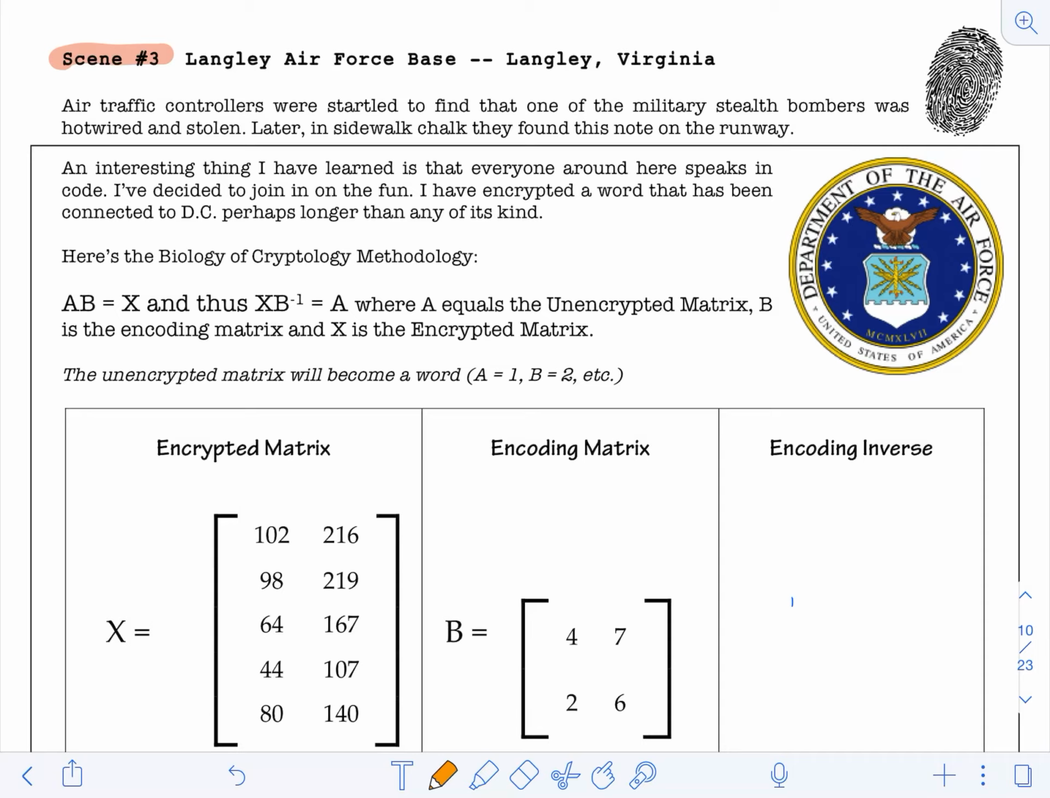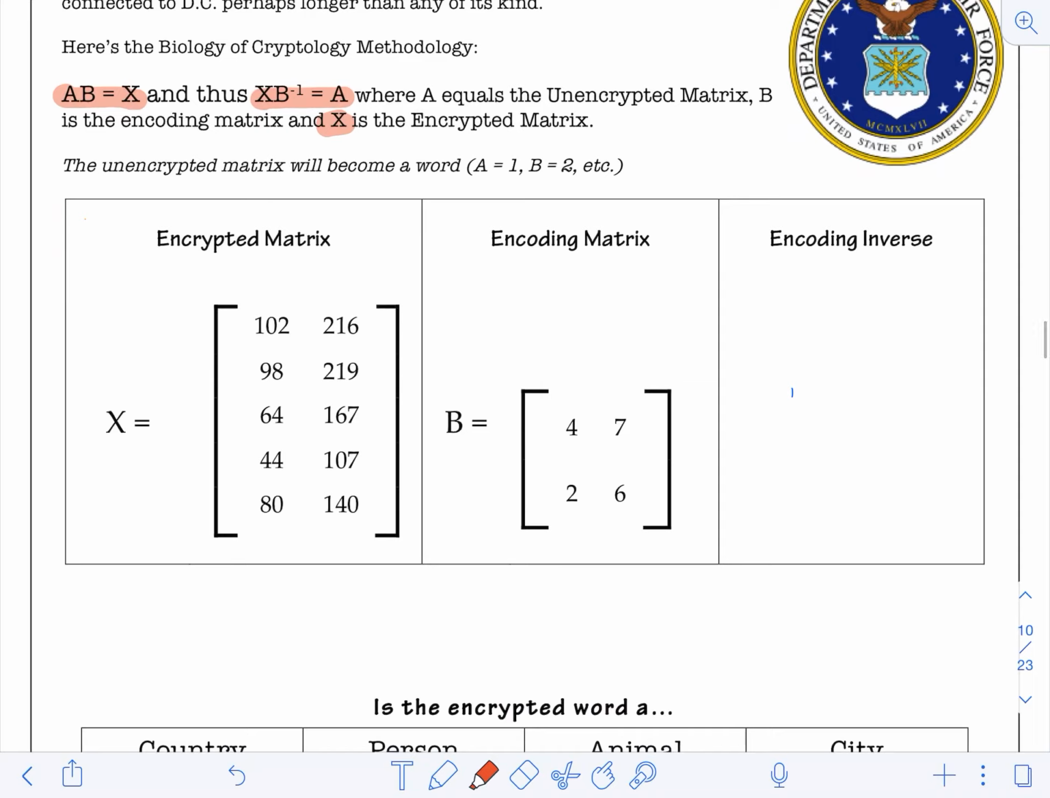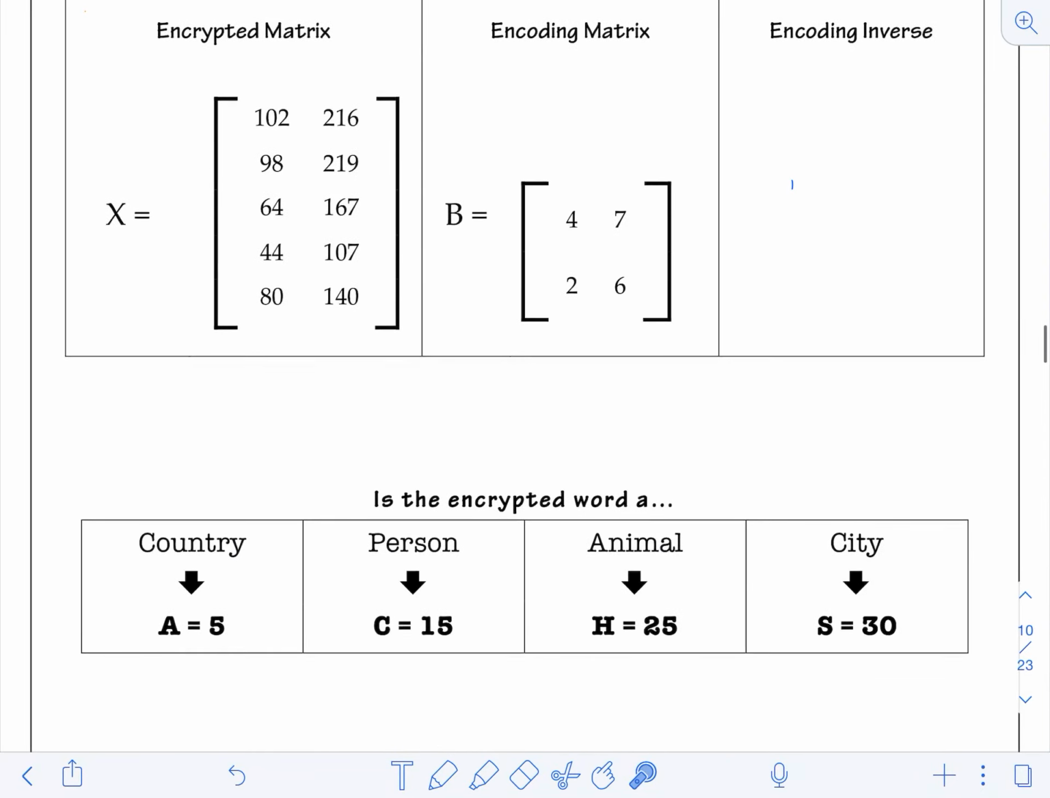Okay, if A times B equals X, this is matrix multiplication, and thus X times the inverse of B equals A, then X is an encoding matrix, or the encrypted matrix. It's a matrix that is used to encrypt a matrix. So here we have the encoding matrix and the encrypted matrix. We want to find out what that matrix A is.